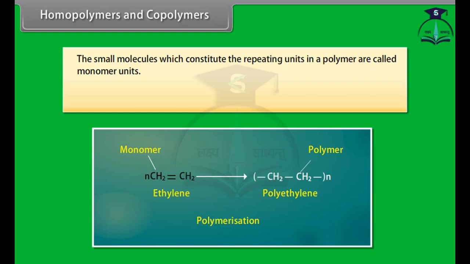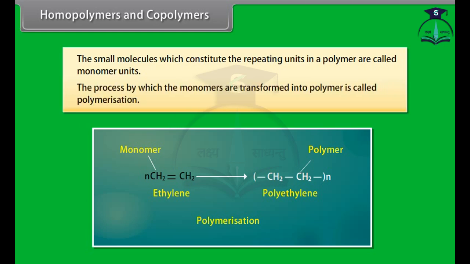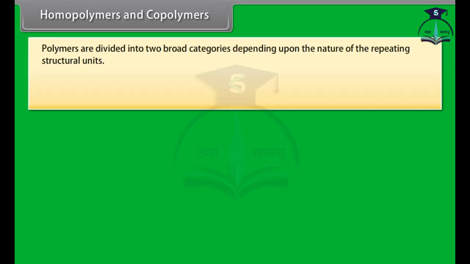Homopolymers and copolymers. The small molecules which constitute the repeating units in a polymer are called monomer units. The process by which the monomers are transformed into polymer is called polymerization. For example, polyethylene is a polymer obtained by the polymerization of ethylene. The ethylene molecules are referred to as monomer units. Polymers are divided into two broad categories depending upon the nature of the repeating structural units.